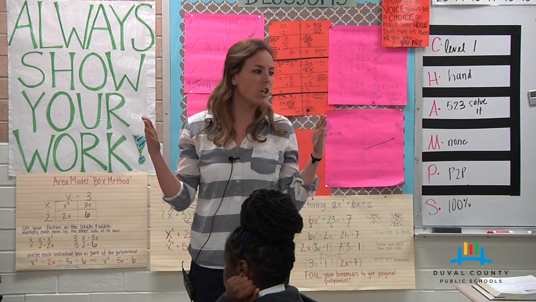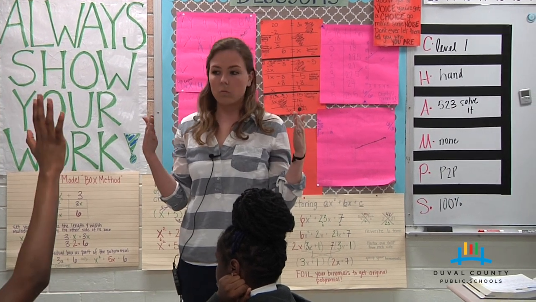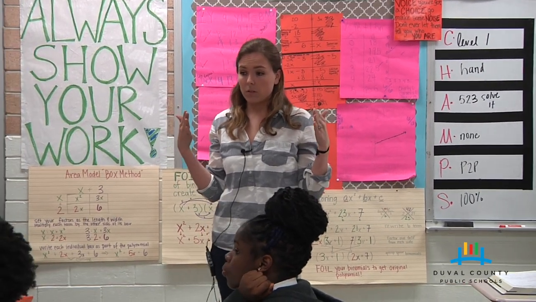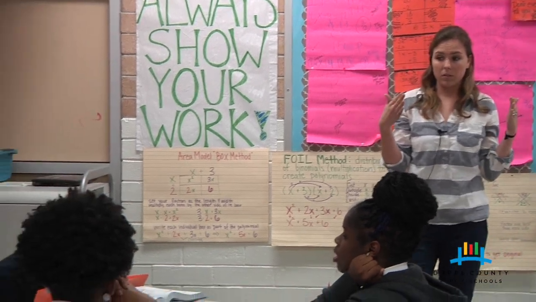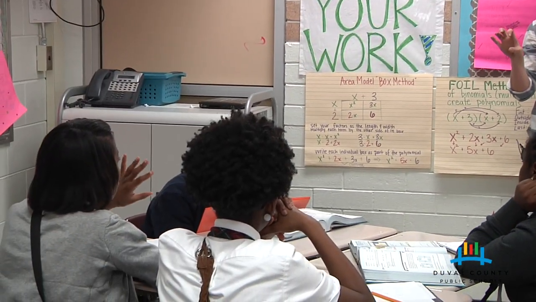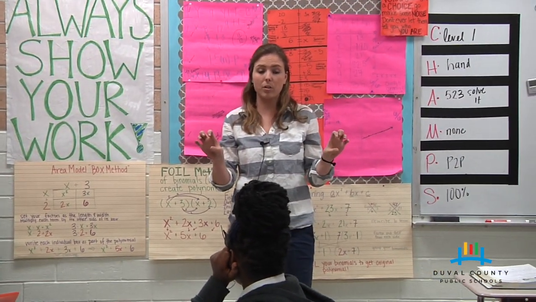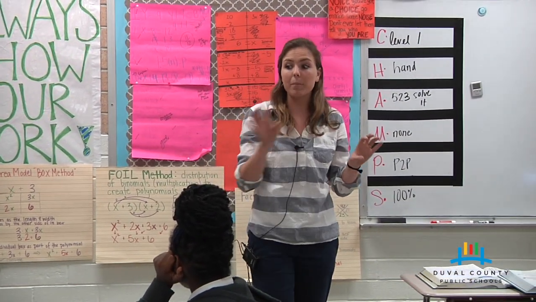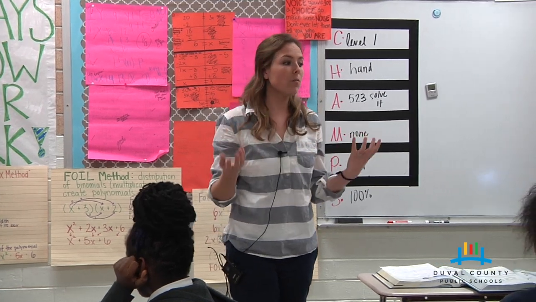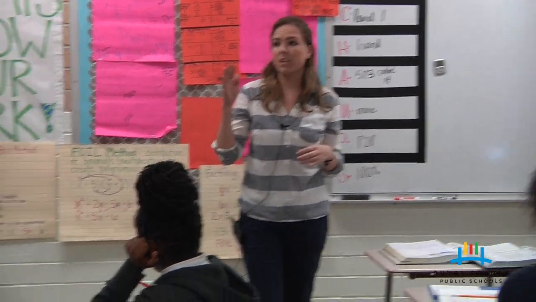And what's the purpose of factoring? Charity? To find the two factors that are binomials. Mm-hmm. So if we have a trinomial, we break it down into binomials, and those are the factors that when you FOIL them out or multiply them back together, you get the original, okay? Let's look at our objective today, okay?